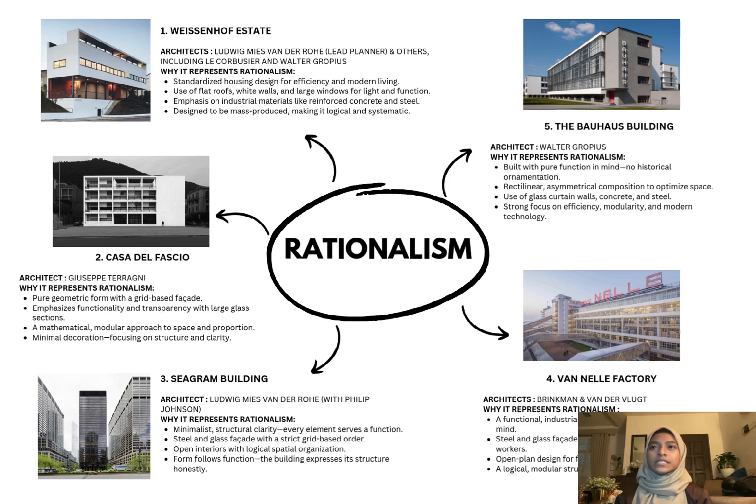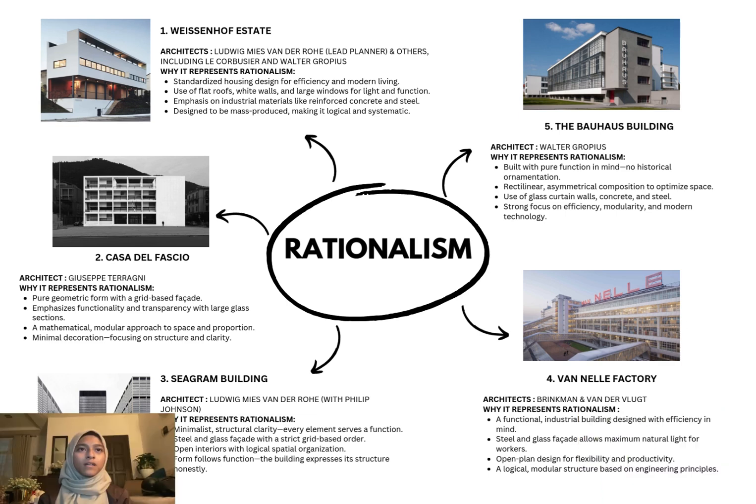The third one is the Seagram Building. Architect is Ludwig Mies van der Rohe with Philip Johnson. What it represents in rationalism: minimalist structural clarity, every element serves a function, steel and glass facade with a strict grid-based order, open interiors with logical spatial organization, form follows function, the building expresses its structure honestly.